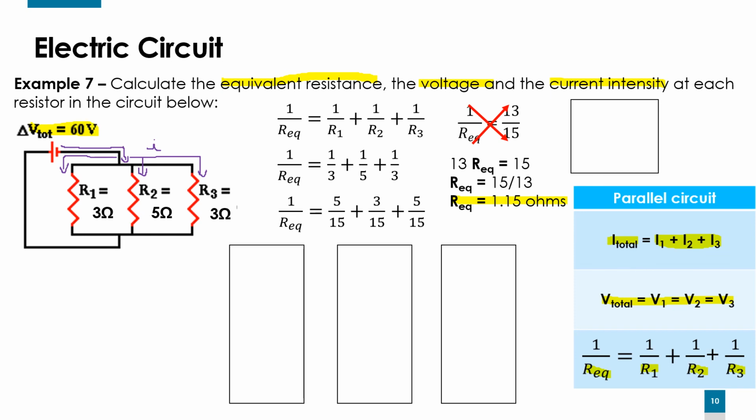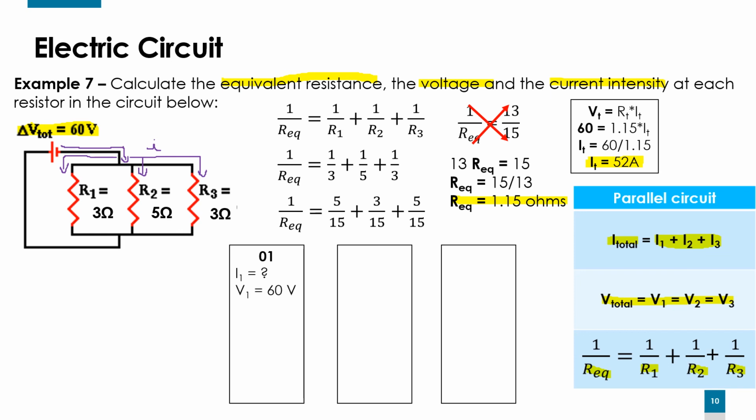Having the equivalent resistance, I can calculate my total current because my voltage total I already have, that's 6 volts. Applying Ohm's law, I can calculate the current. My Ohm's law is going to be 6 equals 1.15 times current. 6 divided by 1.15 is going to give me approximately 5.2 amperes. So my current total is 5.2 amperes. Now I'm going to calculate for each of them because I have the current total, but I don't have the partial one.